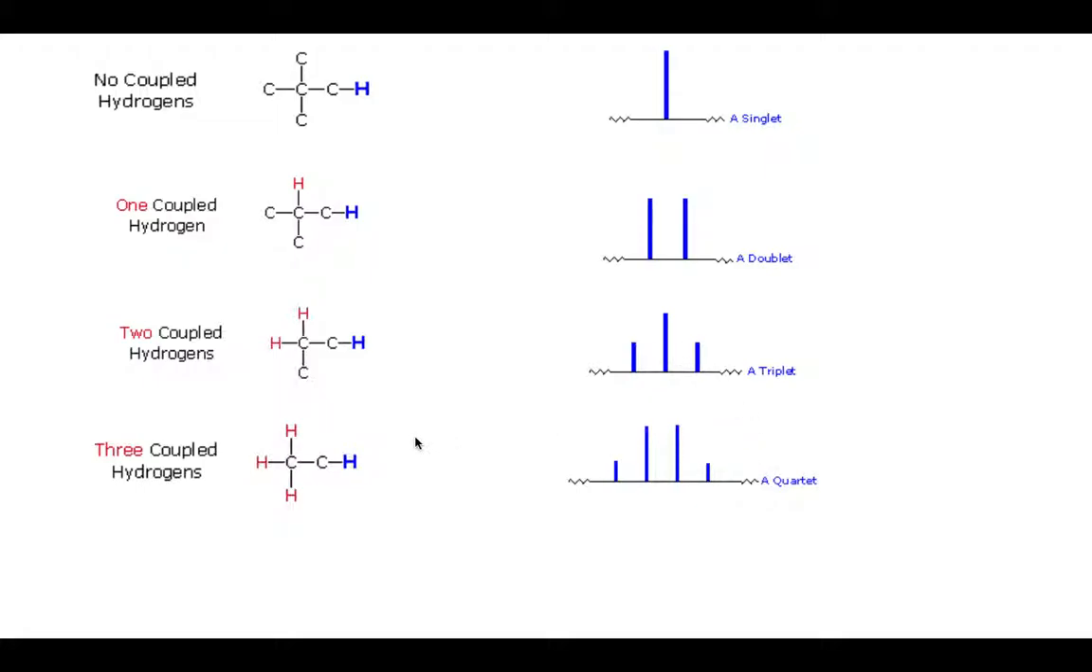Now you can have more than that, because you could have carbon coming off the other side as well, and you could have multiple neighbors. But once we get above a quartet, usually it's just called a multiplet, meaning just many. They look like big squiggly lines. It's hard to even see them anyway. So if we get above a quartet, we're not going to worry about it too much.